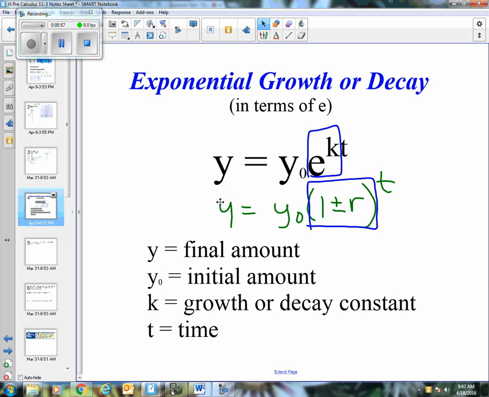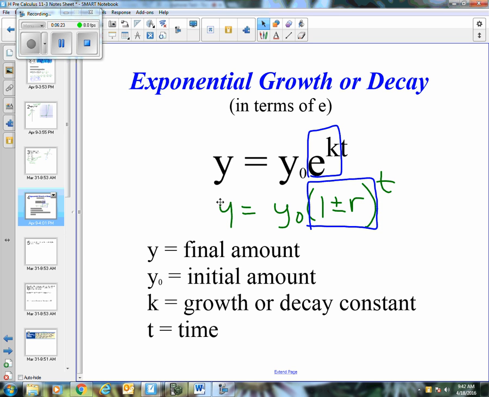The final amount, the initial amount, the time in whatever makes sense. So it could be time in minutes, it could be years, whatever. But I'm replacing the 1 plus or minus r with e to the k. And you can actually model anything that grows or decays exponentially in either of these forms. So we're going to compare next week. We're going to talk about, does it really matter, how close are they really? They're pretty close. They'll give you very similar values.